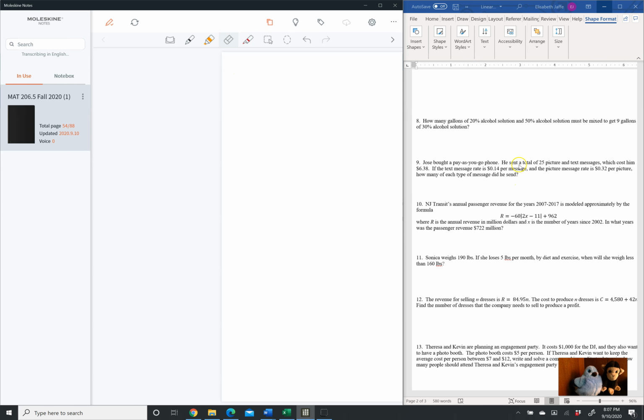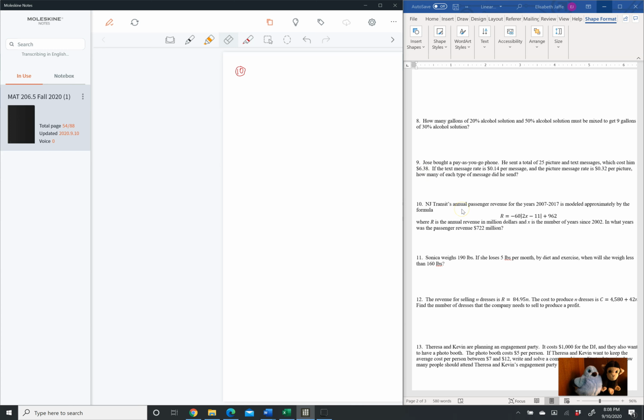Okay, we have total messages, so we're going to have x plus y equals 25. Then we have total amounts, so we're going to have something equal to $6.38, and it's 0.14 for the text, so 0.14t plus 0.32p is equal to 6.38. Those are our two equations, right? P plus t is 25, 0.14t plus 0.32p is $6.38. Okay, so let's go to 10 because 10 is a little bit different.